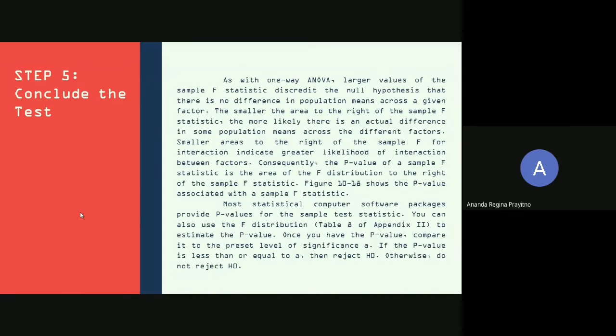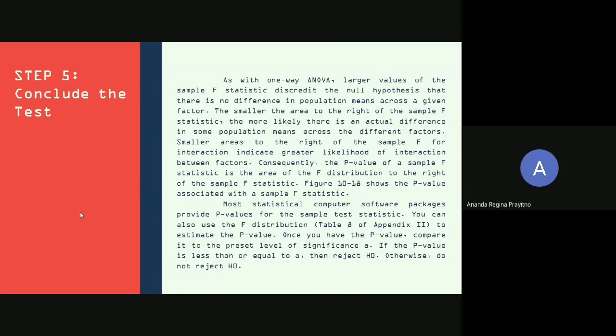Consequently, the p-value of a sample F statistic is the area of the F distribution to the right of the sample F statistic. Figure 10-18 shows the p-value associated with a sample F statistic. Most statistical computer software packages provide p-values for the sample test statistic. You can also use the F distribution, Table 8 of Appendix 2, to estimate the p-value.